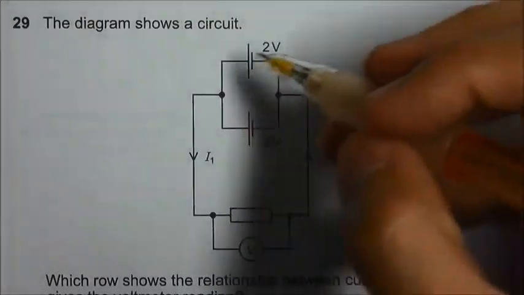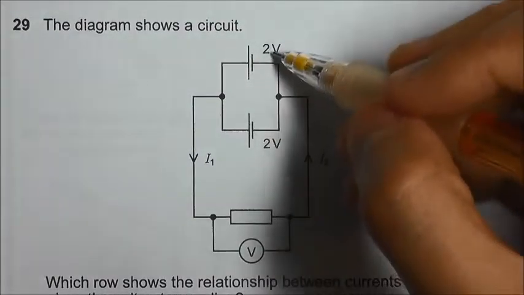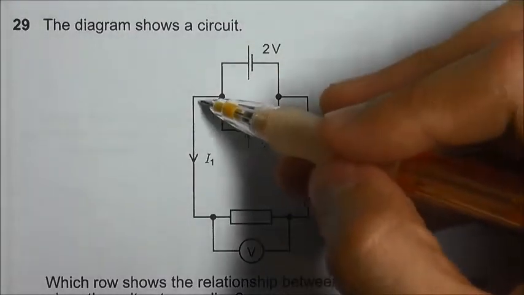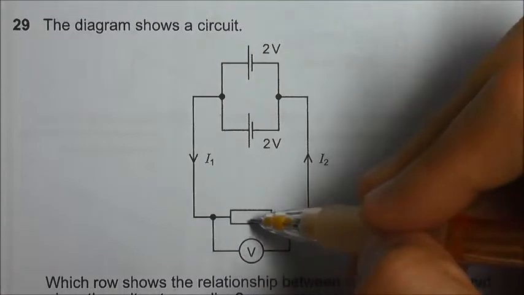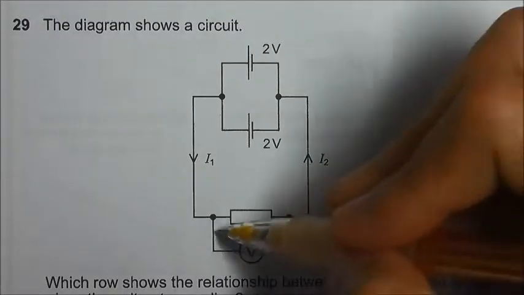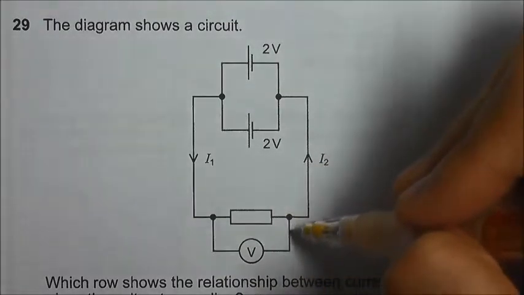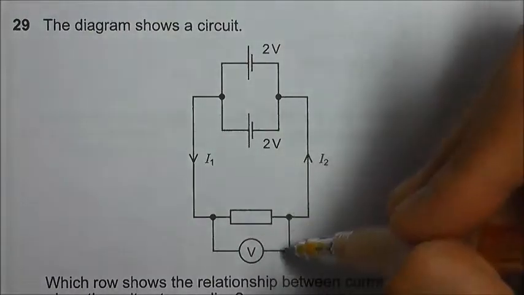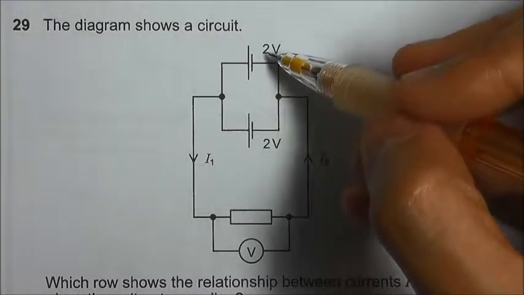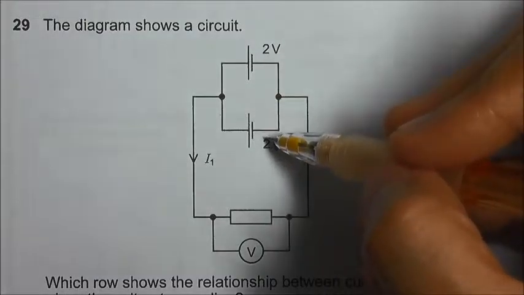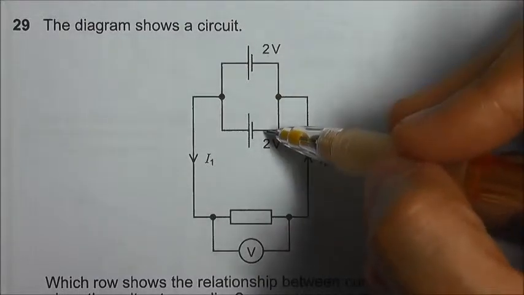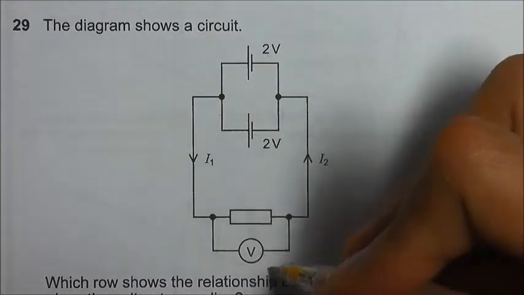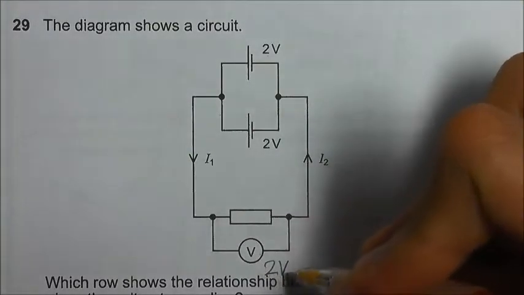Okay, we have two batteries. They are 2 volts. They are connected in parallel and used to power a resistor here. So when you put a voltmeter here, you are basically measuring the voltage of the battery. In this case, it's 2 volts. When the 2 volt batteries are connected in parallel, the voltage stays the same at 2 volts. So V is going to register a reading of 2 volts.